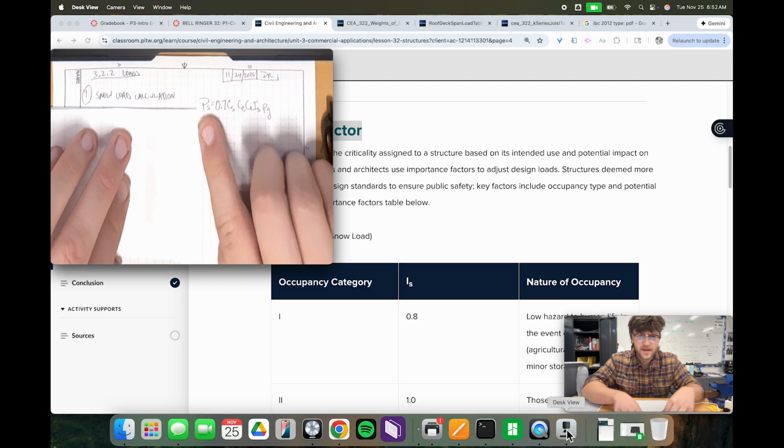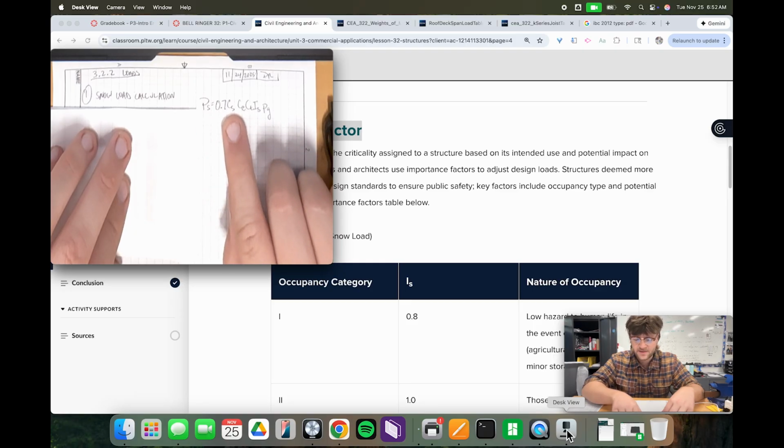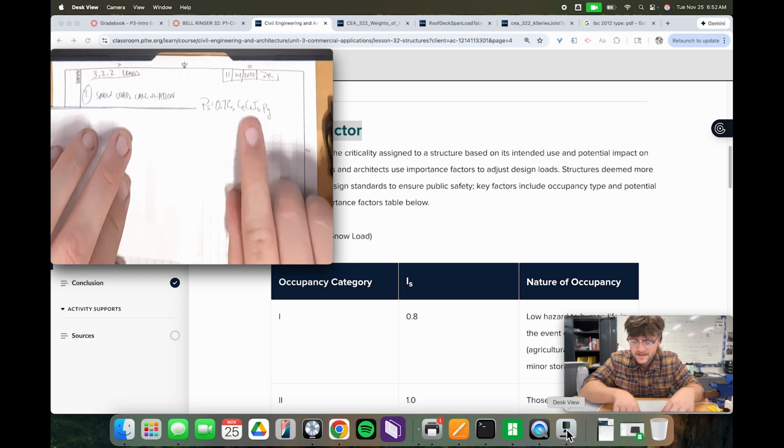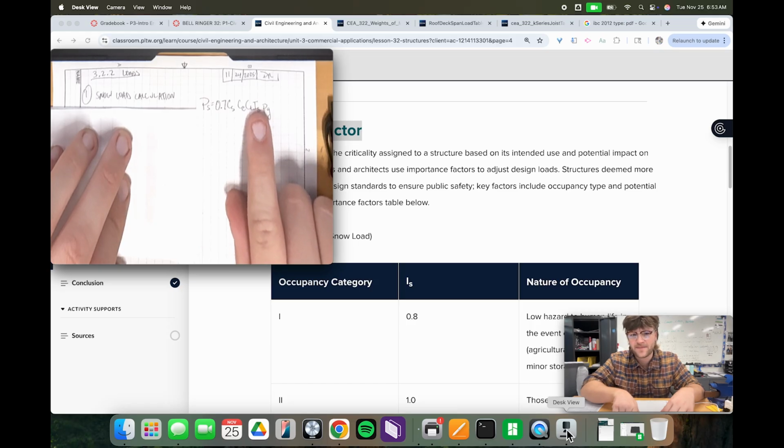Where we have that, it's Ps equals 0.7 times Cs. Remember, that's the slope factor. We also have Ce, that's the exposure to wind. We also have Ct, which is the thermal factor. And then we have Is right here, which is the importance factor. This is based off of the occupancy category.